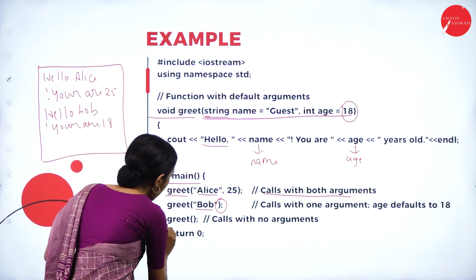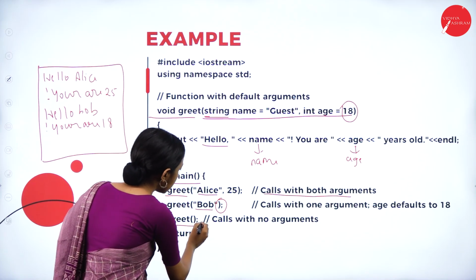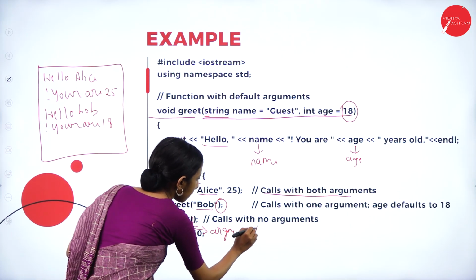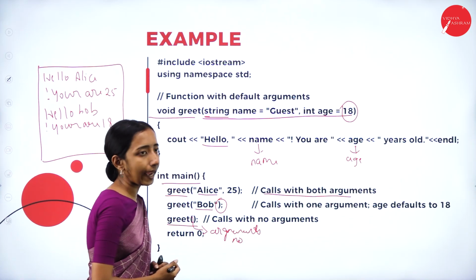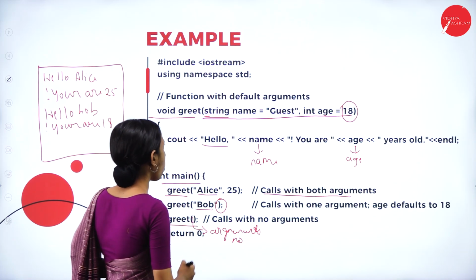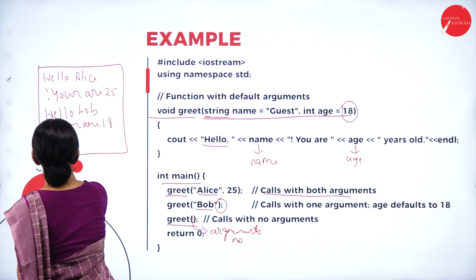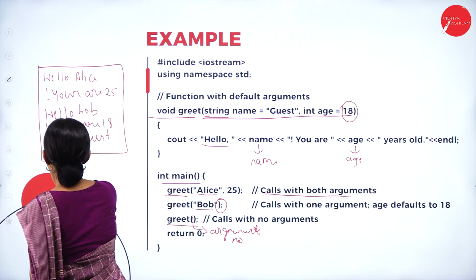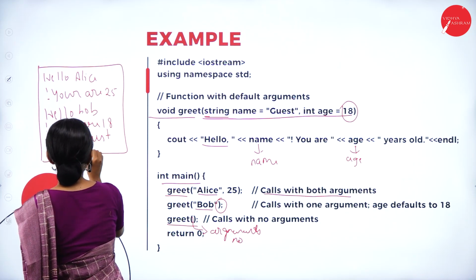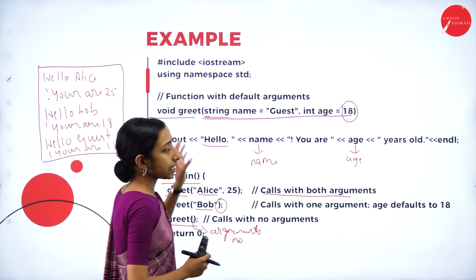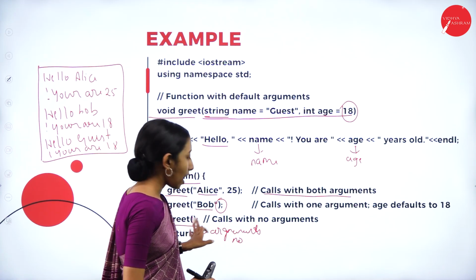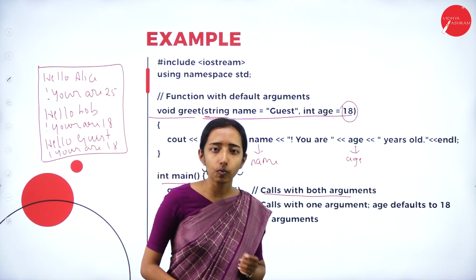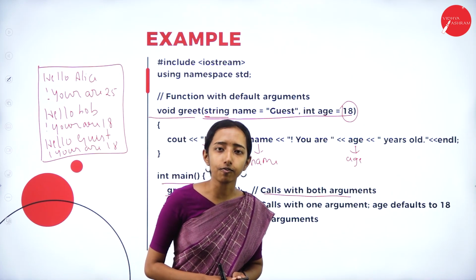Next I am again calling greet with no arguments. I have not mentioned any arguments. So it will give the default hello. So what will it take? It will take hello guest, you are 18. Why? Because it is a function with default arguments, and as I have not mentioned any argument, the defaults are used. So in this way the default arguments in a function work. So this was about the function with default arguments.